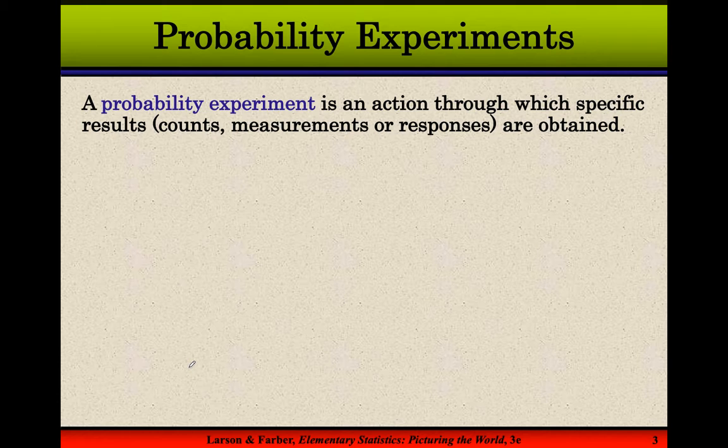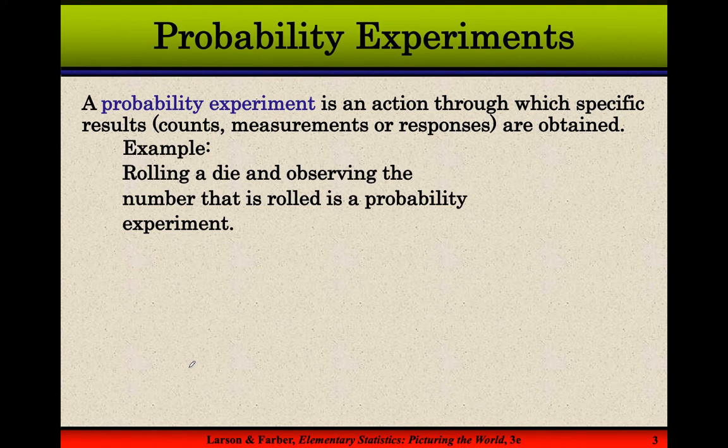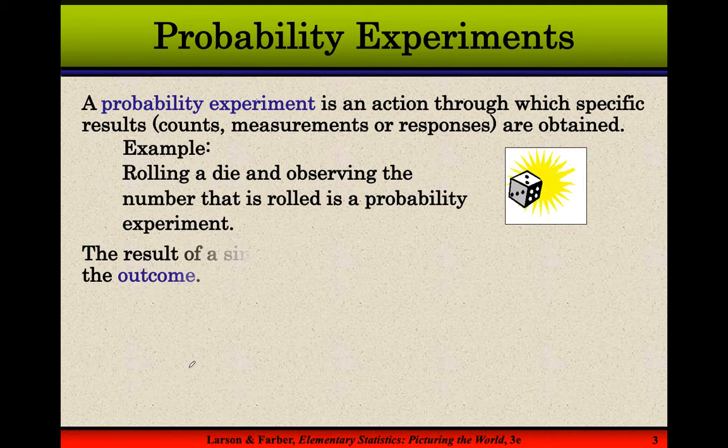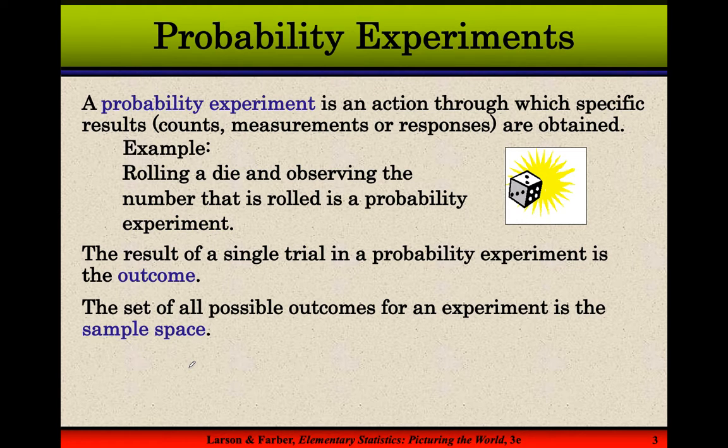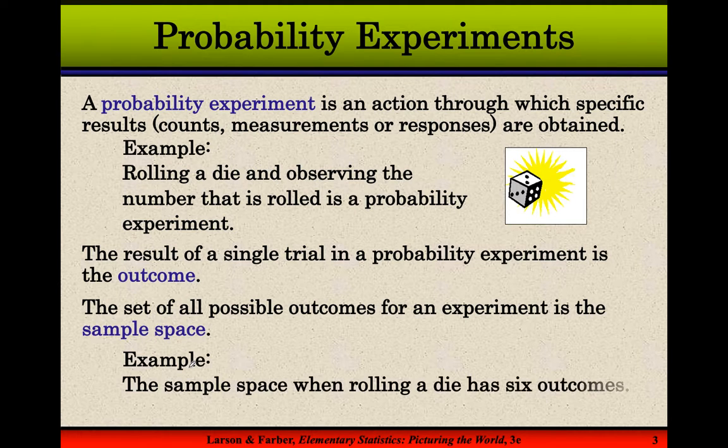An experiment just means what are we going to do in order to collect our data. So, an example would be rolling a die and observing the number that shows up. So I've got six possibilities, and these possibilities are called outcomes. When I roll my die one time, the outcome of that one roll is considered an outcome. And the sample space then is just a list of all the possible things that could happen.